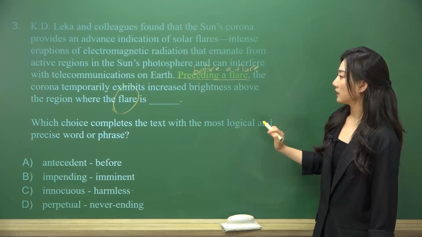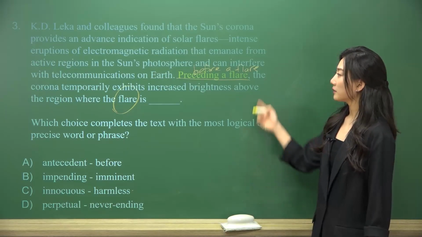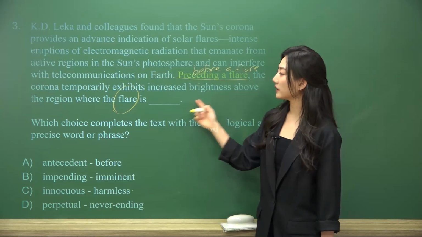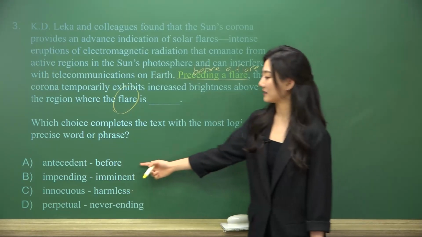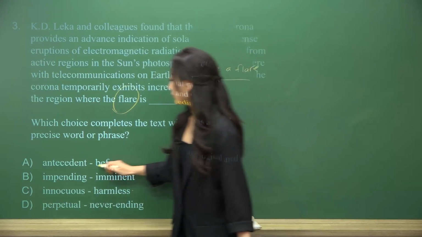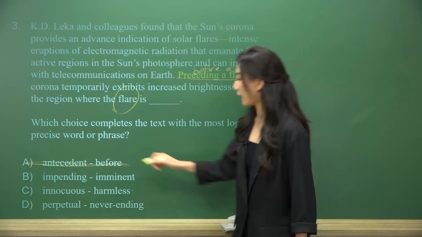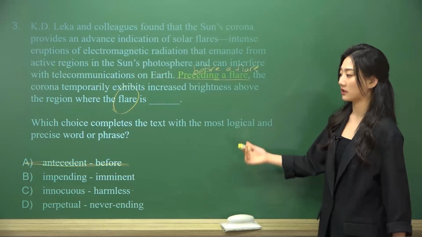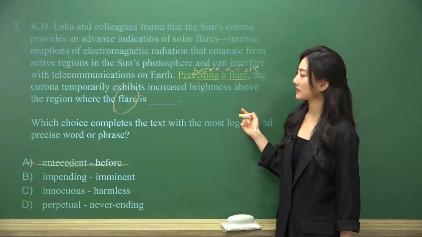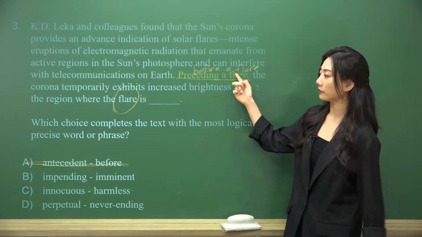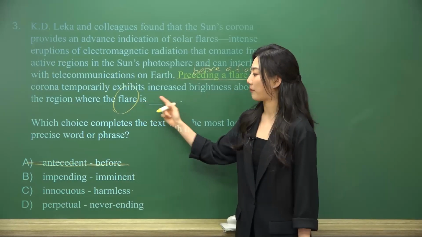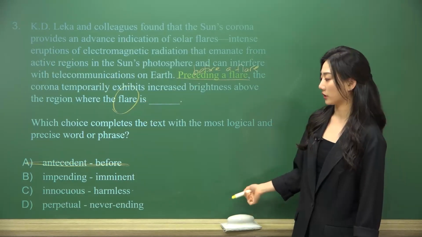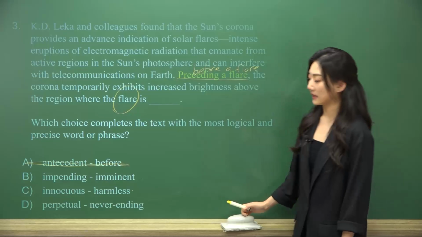However, we don't have any other hint. Preceding a flare, the corona temporarily exhibits increased brightness above the region where the flare is antecedent. That doesn't make any sense. So the closest answer choice that we would generally have used in the past is actually incorrect contextually. The only thing that would make sense is because this is before a flare, it's increasing brightness above the region where the flare is about to happen, about to occur. Our answer is impending, imminent.